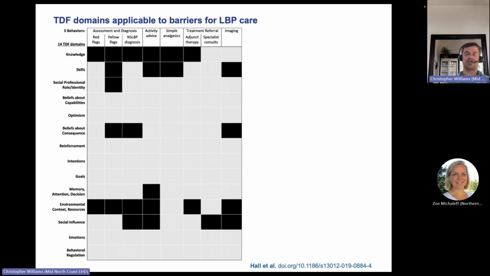I'll show you what that looks like. So this is a diagram of the TDF domains that we looked at. The domains are down the left-hand side here, and I'll just pick out a couple. So in terms of knowledge, which is a within clinician characteristic, the black squares here indicate that they believe there's a bit of a deficit in how well they're able to assess and diagnose different attributes or different characteristics of back pain, a lack of knowledge around some of the recommended treatments.